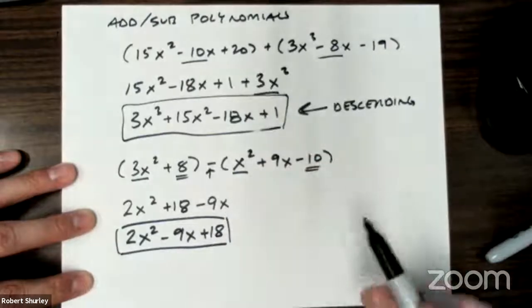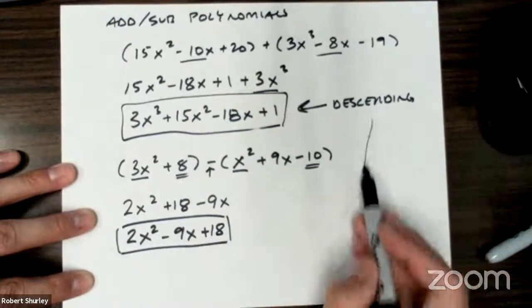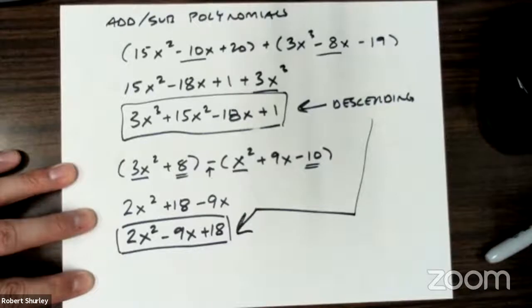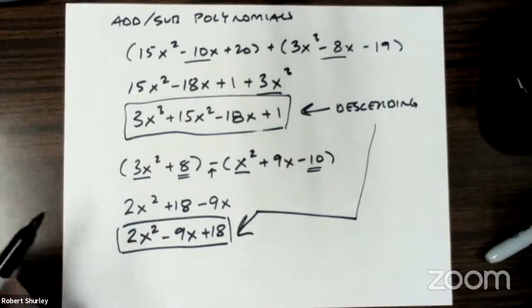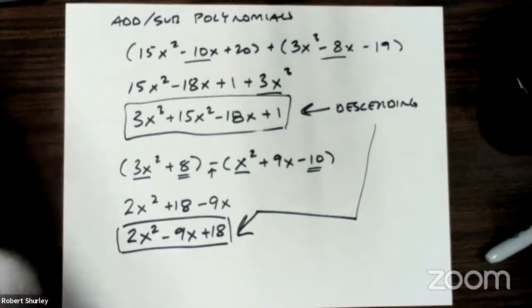So we've got addition, we've got subtraction. And again, this is in descending order, okay? Questions about this? I'm going to look through your homework and see if I've missed anything.